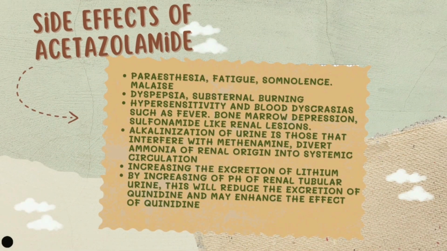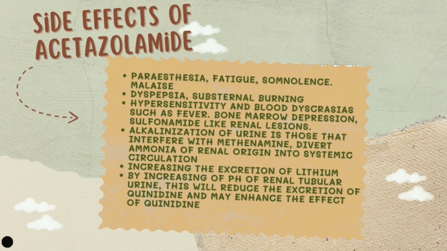Next is the side effects of acetazolamide. It can cause fatigue, somnolence, malaise, dyspepsia, substernal burning, hypersensitivity, and blood dyscrasias such as fever, pulmonary depressions, sulfonamide like renal lesions. The alkalinizations of urine is those that interfere with methanamide, divert ammonia of renal origin into systemic circulation. It also can increase the excretions of lithium. By increasing our pH of renal tubular urine, this will reduce the excretions of quinidine and may enhance the effect of quinidine.